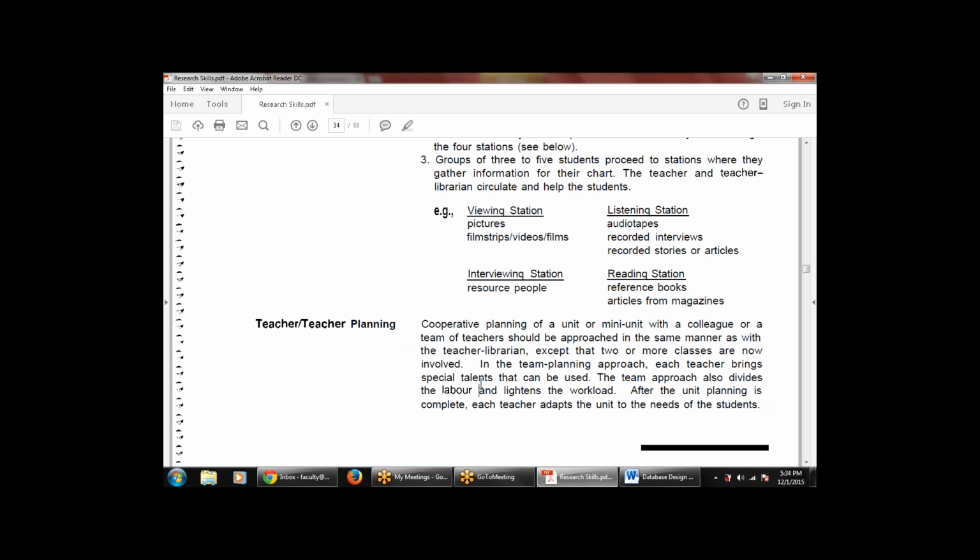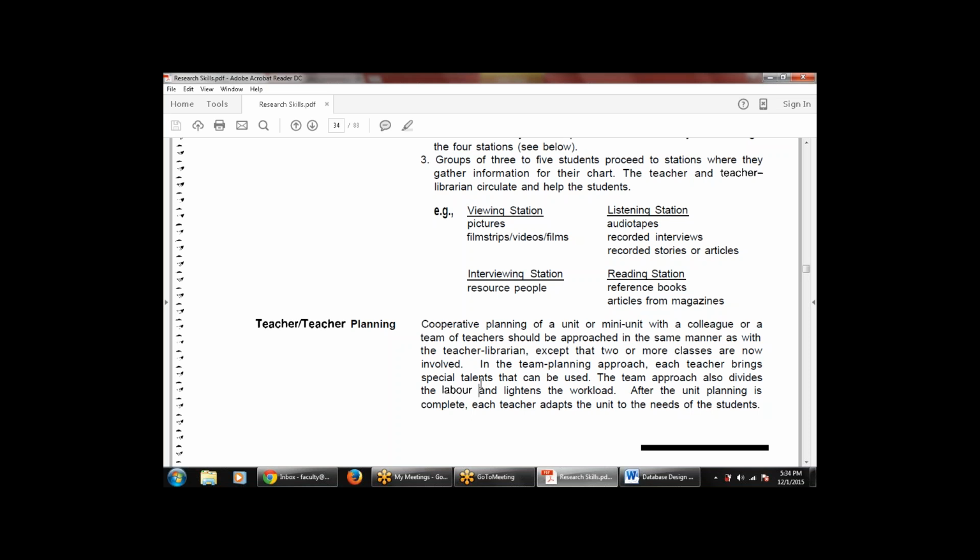In the team planning approach, each teacher brings some special talent that can be used. That means the special talent of the teacher is demonstrated. The team approach also divides the labor and lightens the workload, that is, how to divide the labor and what activities are carried out to lighten the workload. After making this approach, the planning is complete.